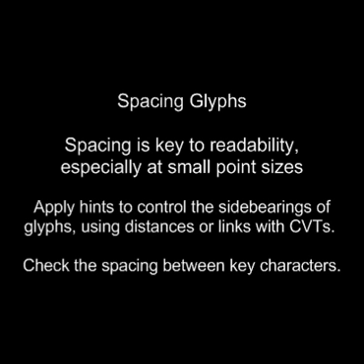Spacing is key to readability, especially at small sizes. Side bearings of glyphs are controlled by hints in the X direction. This can be done using a distance or creating a link with a CVT value. These distances or CVT entries can then be adjusted at different ppm sizes, giving you control over the spacing.